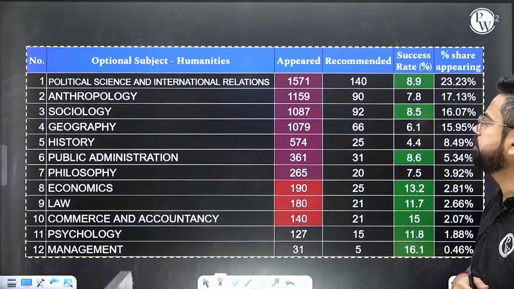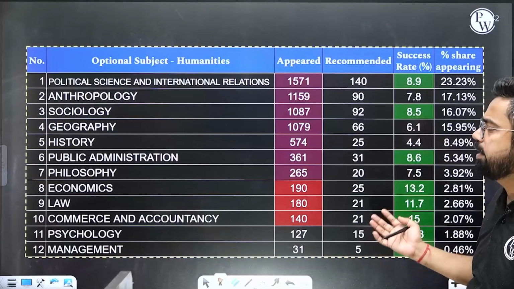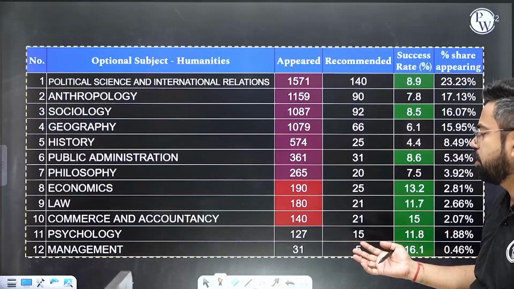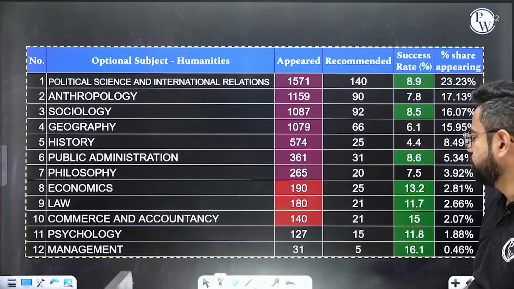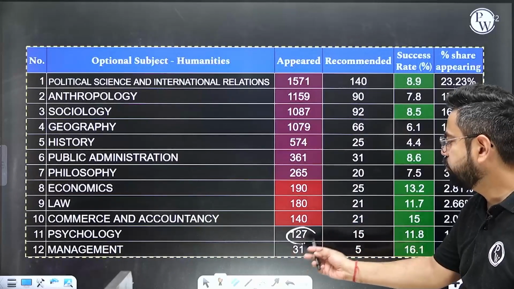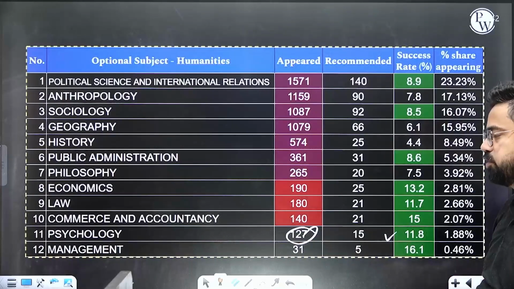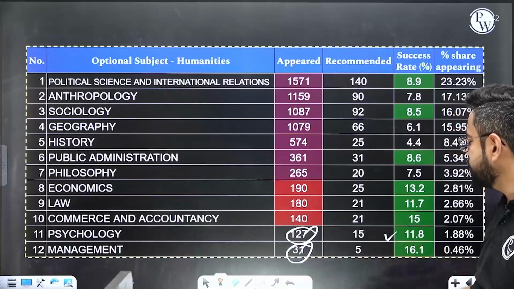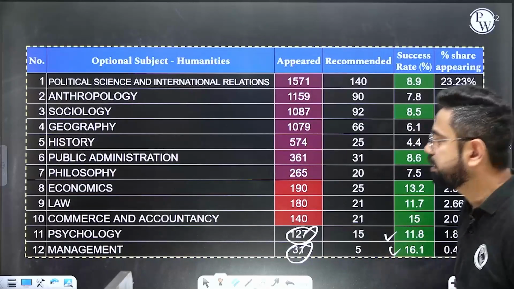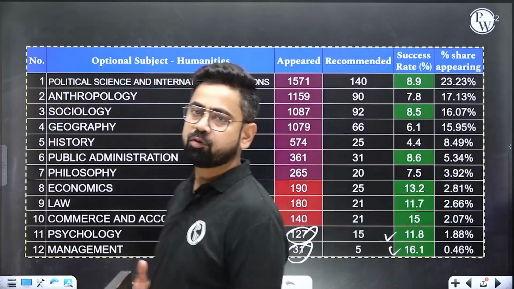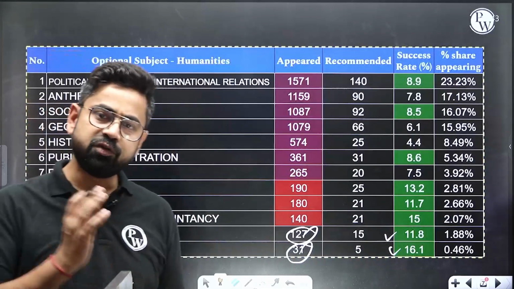Then humanities, we have mostly discussed, and they are more like popular topics only. One more thing I want you to notice is that psychology is contributing 11.8%, which is huge. Management is contributing 16%, which is again huge. So you can think about these options as well if you have a background.